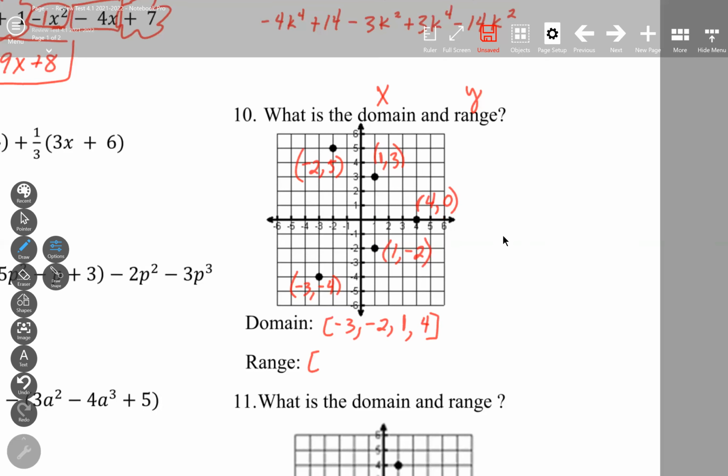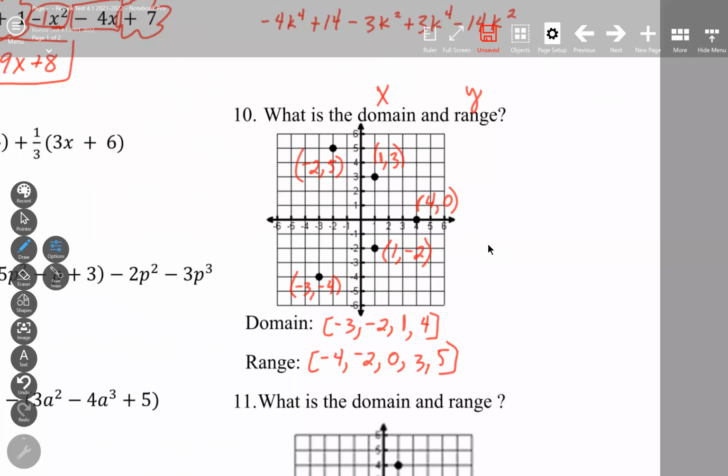Now the range is going to be all of the y's. So again, we want to go from least to greatest. So I'm going to start with my lowest point and then work my way up because the negatives are down bottom and the positives are up top. So my lowest point, the y value is negative 4. Next highest one is negative 2. And I'm looking at the y's. The next highest one is 0. Next one after that is 3. And then finally 5. So that's my domain and range when you have a scatter plot.